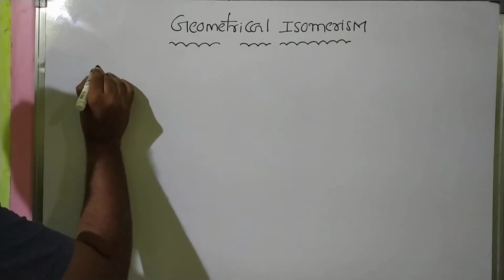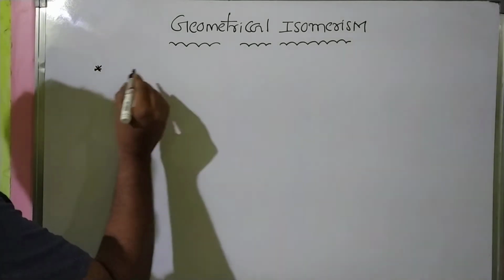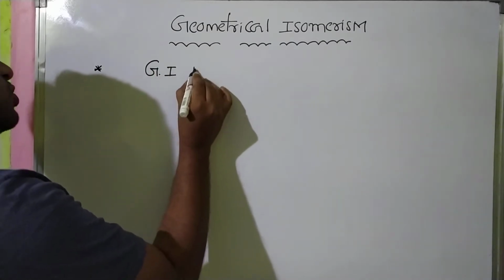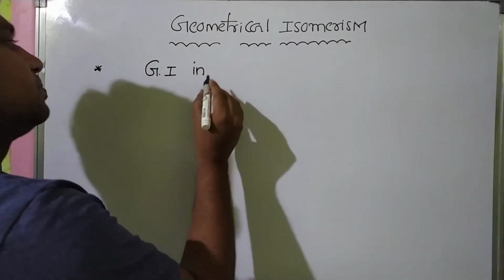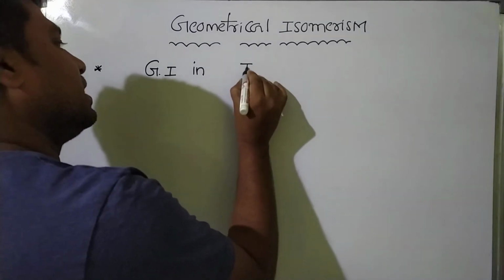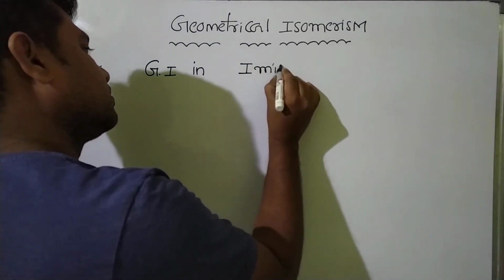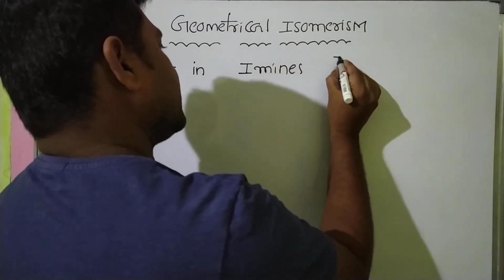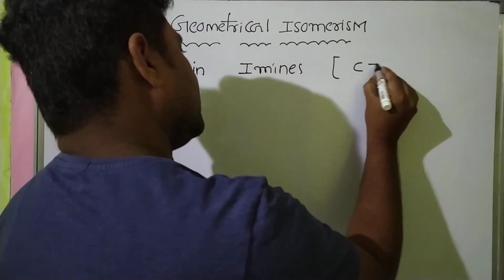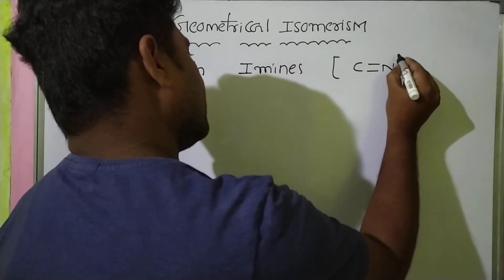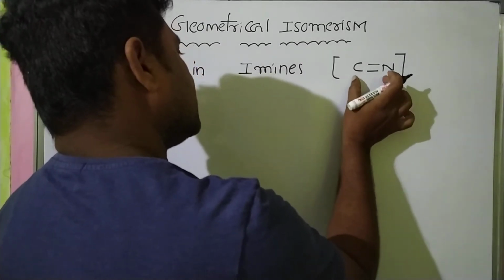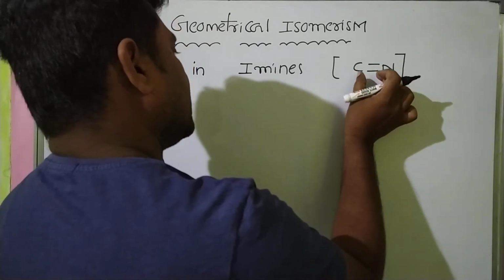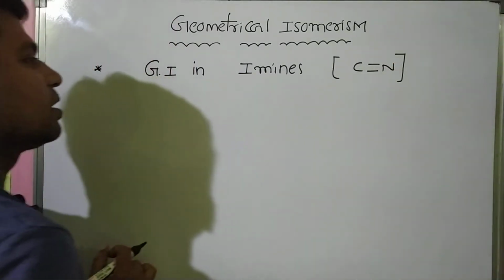Now, number 1, GI means geometrical isomerism in imines. Imines means these compounds contain C double bond N. So this is the main functional group in imines.